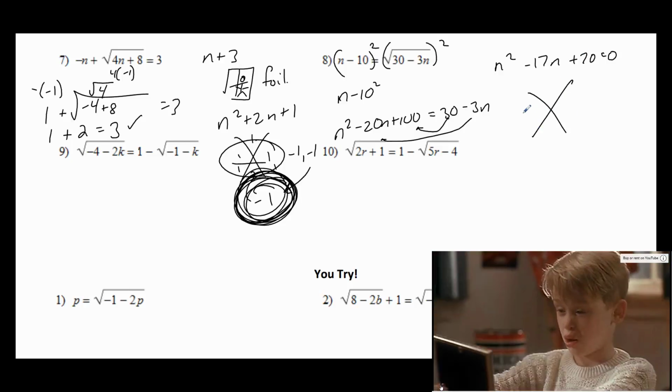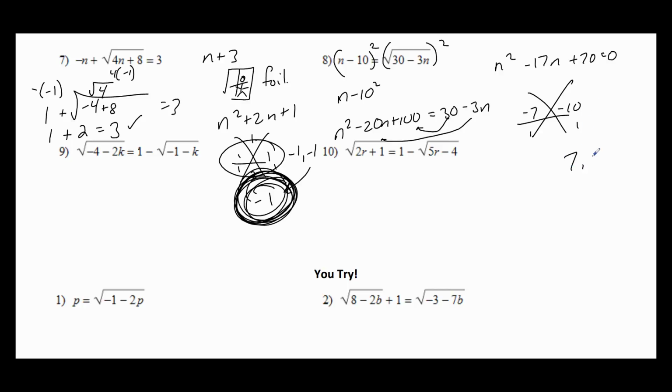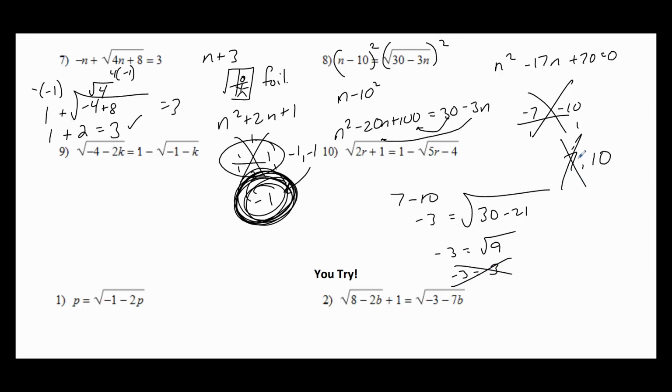I'm just going to do this real quick. I get negative 7 and negative 10. Divide by a and then flip. I get 7 and positive 10. Now let's check to make sure they work. So let's plug the 7 in. What do I get? I get 7 minus 10, which is negative 3, equals the square root of 30 minus 21, which is the square root of 9, which is 3. That doesn't work at all. So we know the 7 cannot work. And that's a positive number, and that can't work.